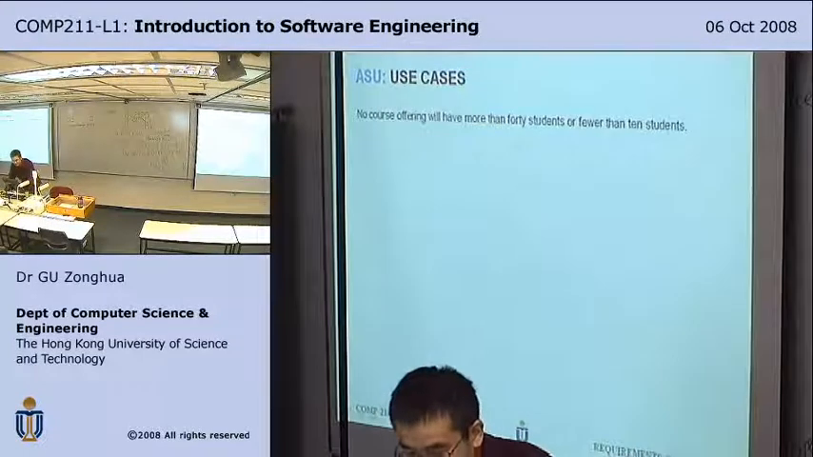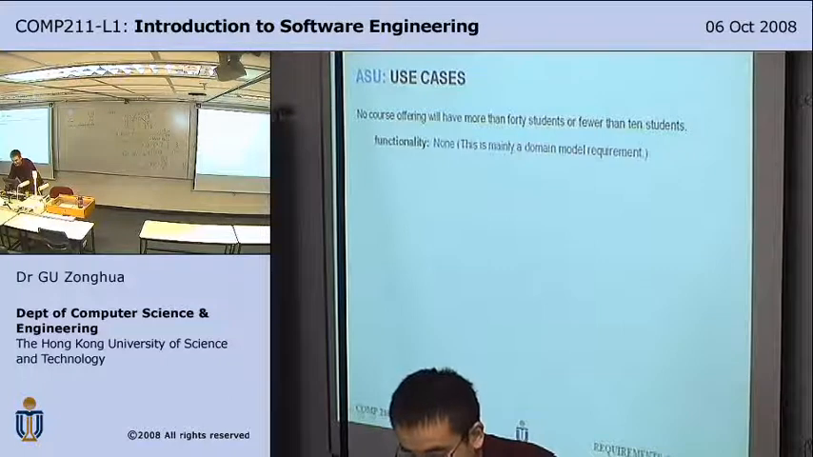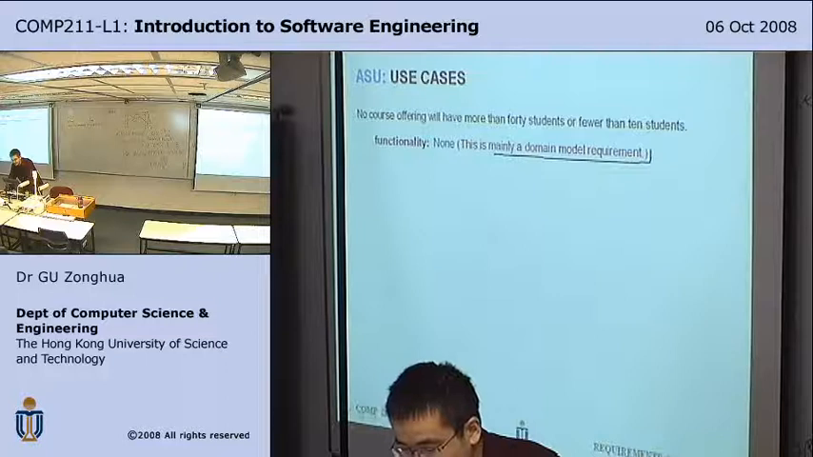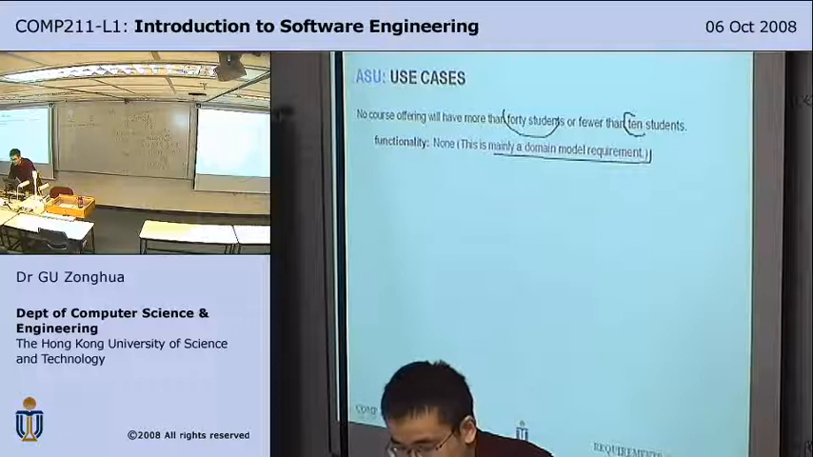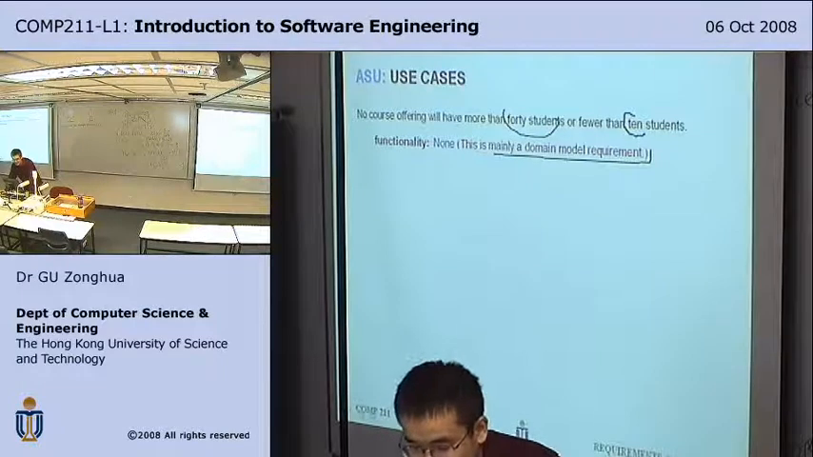So no course offering will have more than 40 students or fewer than 10 students. So this is a domain model requirement. We add these 40 and 10 as the multiplicity specification in the domain model. So we don't have any new functionality here.